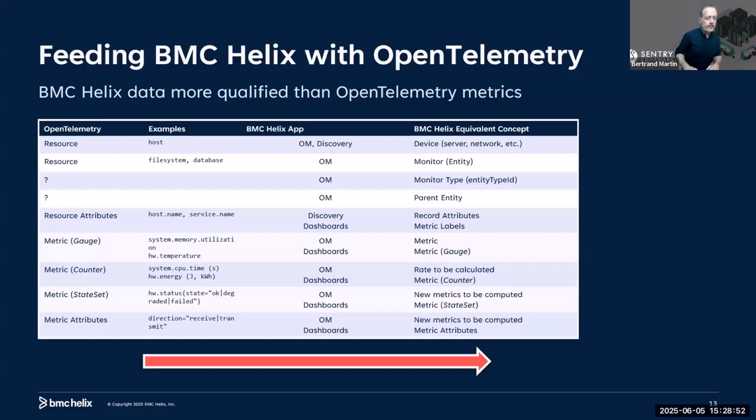So for example, in Helix, we have the concept of a device, which represents a server, a network device, or a storage system, for example. Well, in OpenTelemetry, it's mapped to a host resource. But we don't know much about the resource. Then in BMC Helix, we have monitors or entities internally, monitor types, the type of the entity. And we have a hierarchy: this disk belongs to this server, this file system belongs to this server, this Lambda belongs to this account, belonging to this AWS structure, etc. In OpenTelemetry, it's defined as a resource again. It's the same thing, just a different type.